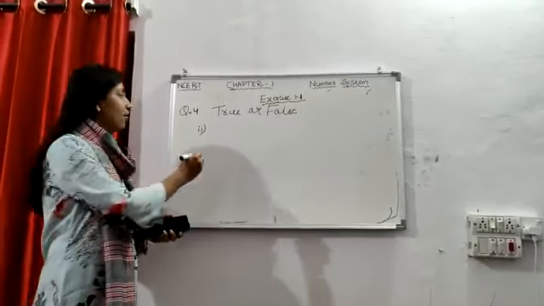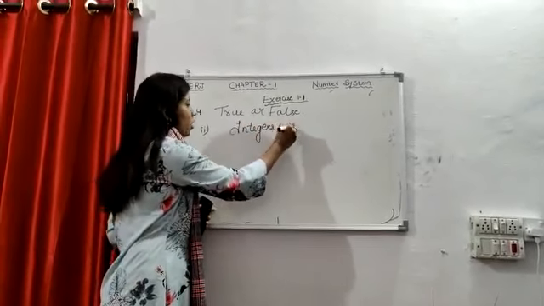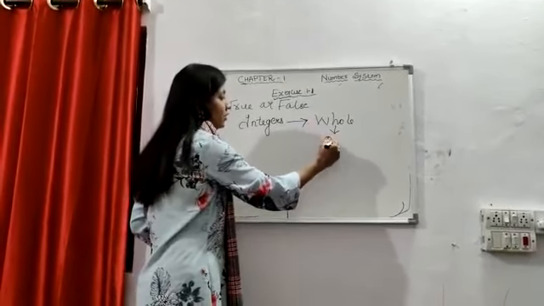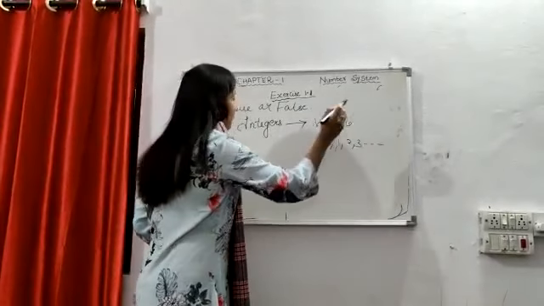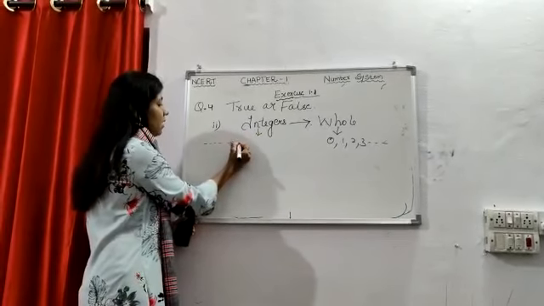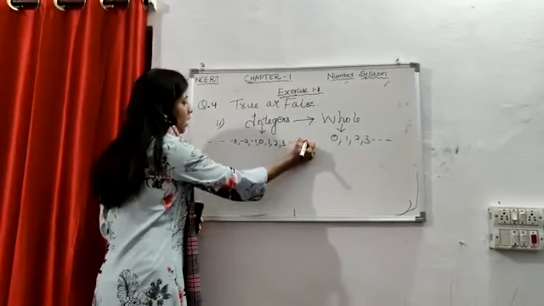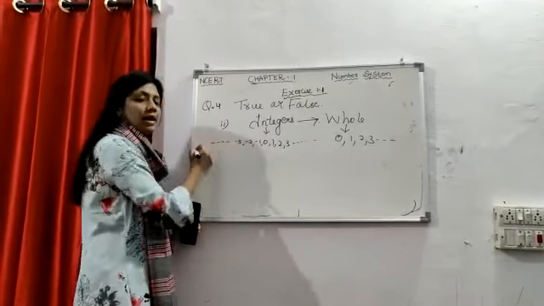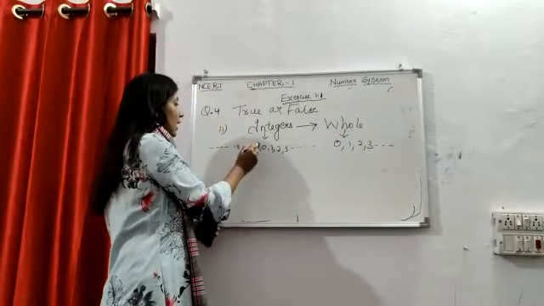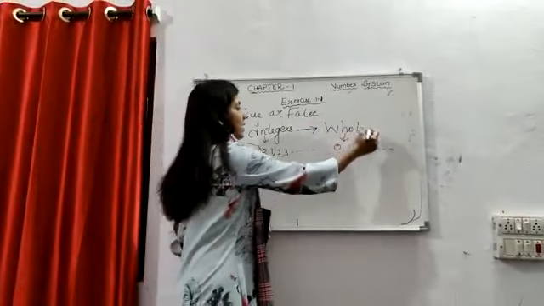Next is, every integer is a whole number. Is the statement true or false? We know that the whole number family starts from 0, 1, 2, 3, but the integer family starts from -3, -2, -1, 0, 1, 2, 3 and goes forever on the right side as well as on the left side. So every integer is not a whole number. Negative integers are not whole numbers. So our statement is false.